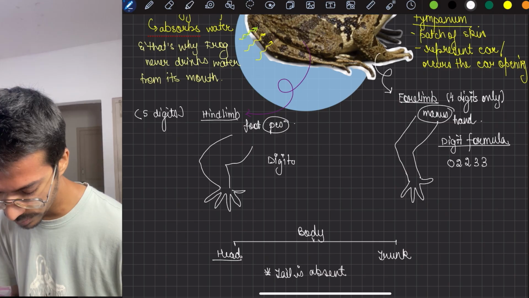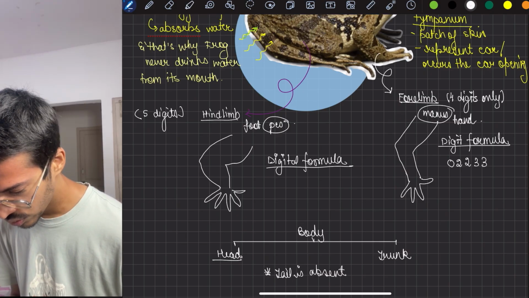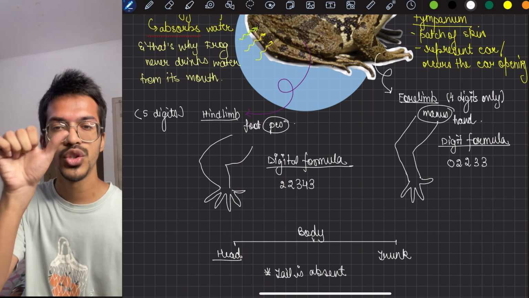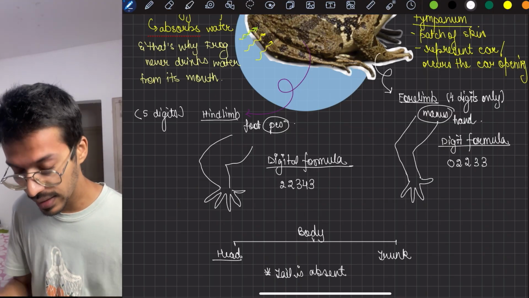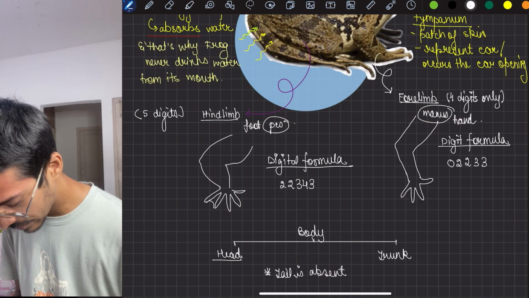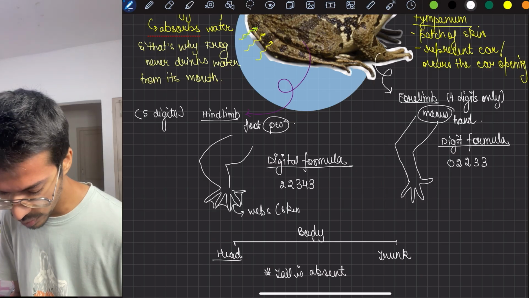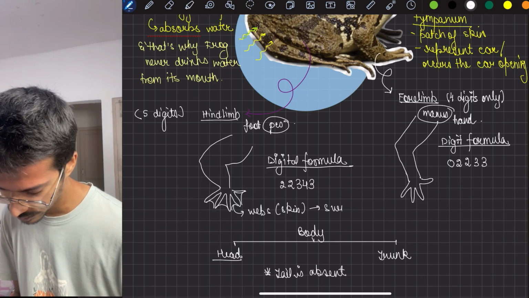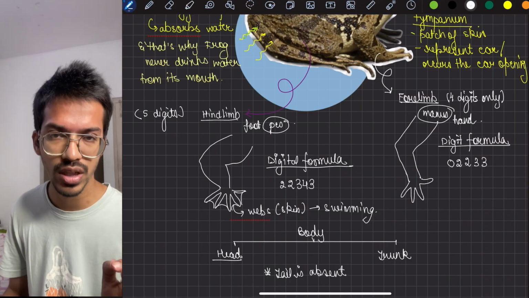Its digital formula would be 2, 2, 3, 4, 3. That is 2, 2, 3, 4, 3, like this in the feet. And they are webbed like this. So these are webs, skin that helps in swimming. Forelimbs are not webbed, only the hind limbs are webbed.